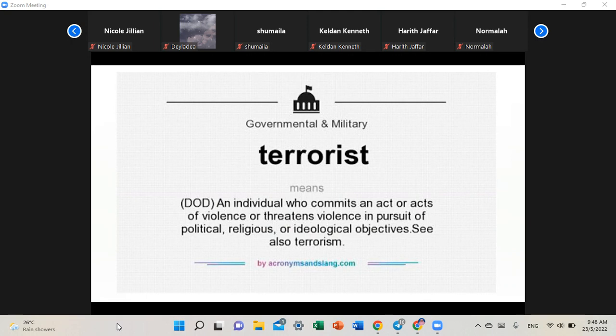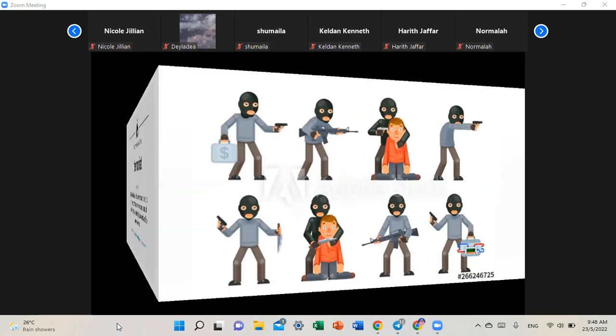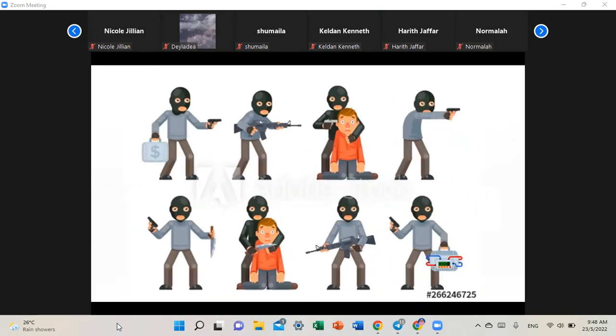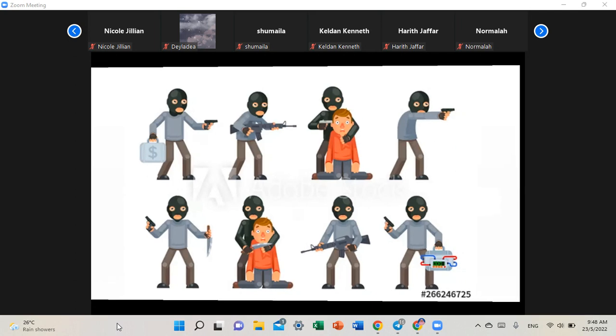Okay, so in terms of politics, for instance, the KKK. Religious, for instance, the Islamic State. Ideological objective, for instance, the PKR in Indonesia. So this is an example of terrorism.